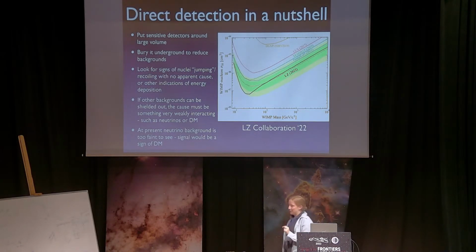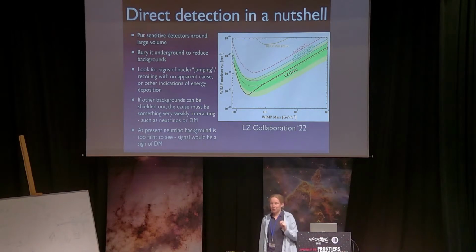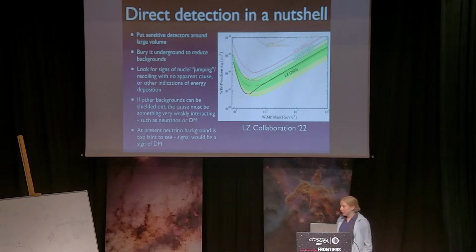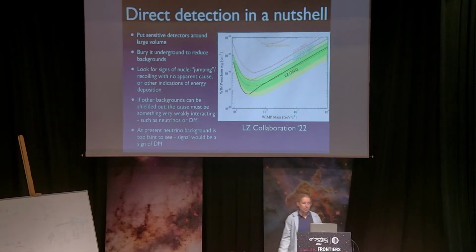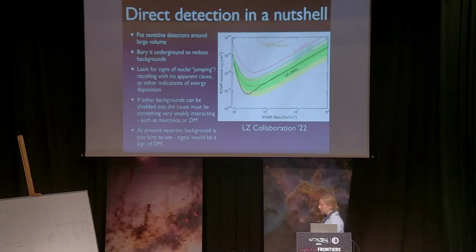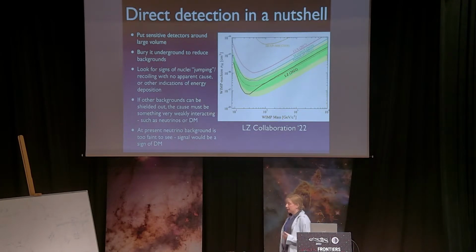There are some exceptions to this. Sometimes you want to put it on the surface. Sufficiently strongly interacting dark matter may not be able to get underground, and that can be a loophole for these things. And then we look for indications of nuclei recoiling with no apparent cause, and or other indications of energy being deposited onto the target material by dark matter particles interacting with it. If we can reliably shield out the other backgrounds, which is a difficult technical challenge, but one that current direct detection experiments have done a very good job of doing, then the cause must be something that can get through all our shielding, such as neutrinos or dark matter.